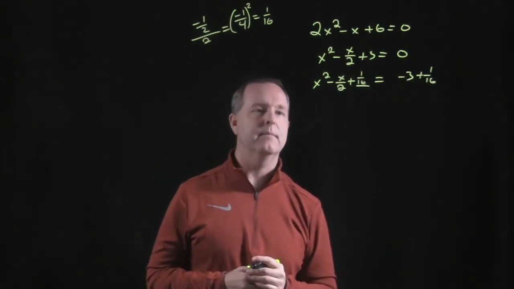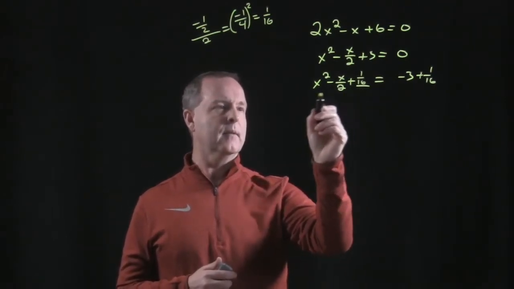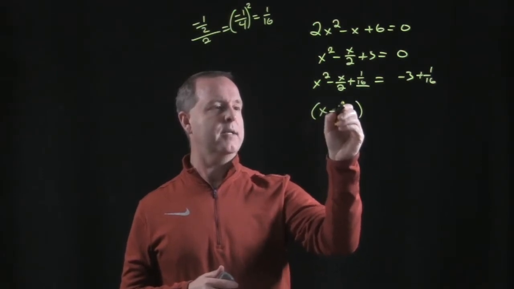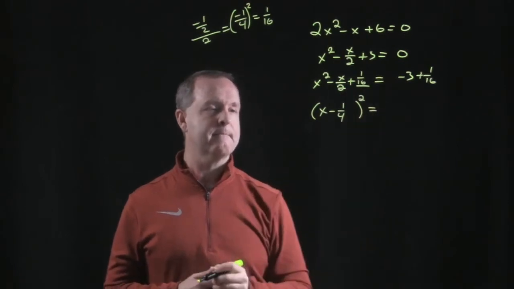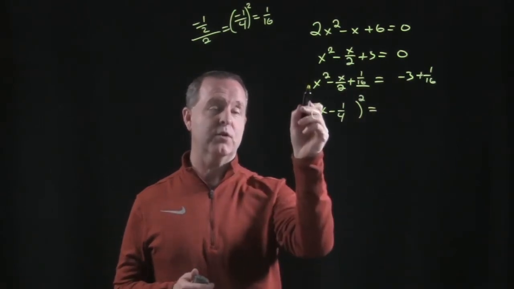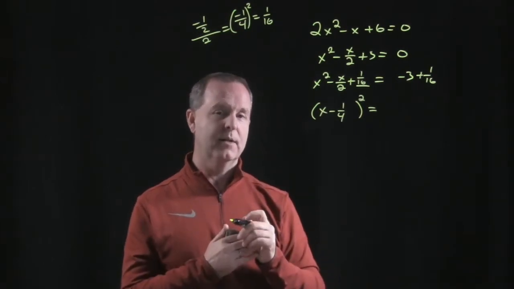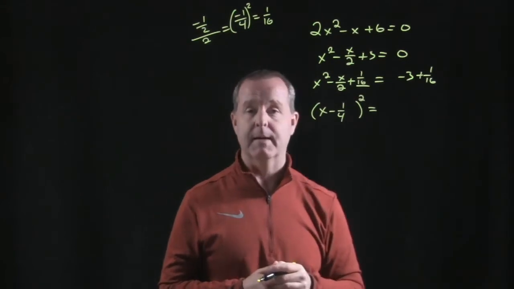Just checking, yep, those are the numbers I'm working with. All right, so this side now becomes (x - 1/4) squared, which is the beauty of that. We took a trinomial and turned it into a perfect square trinomial, which gives me (x - 1/4) squared.